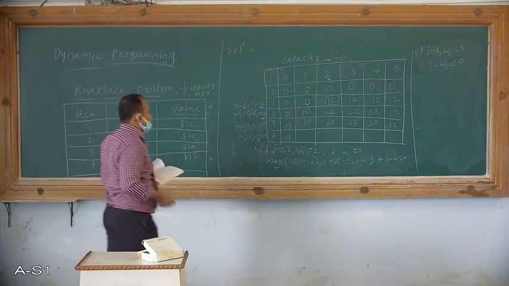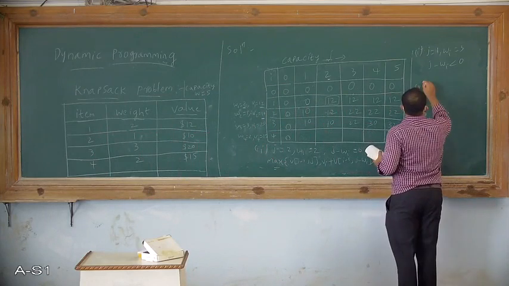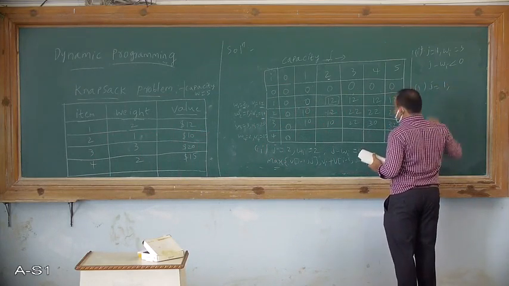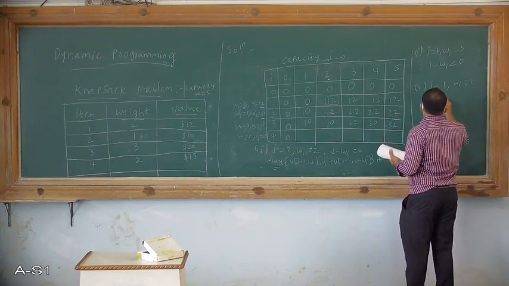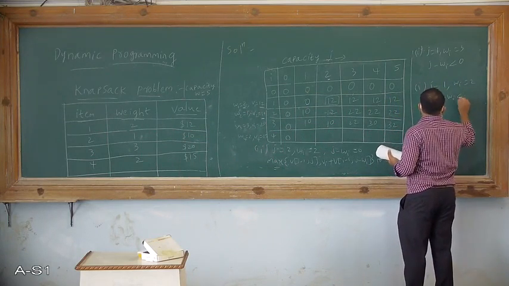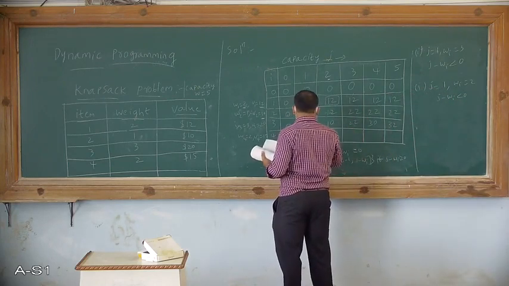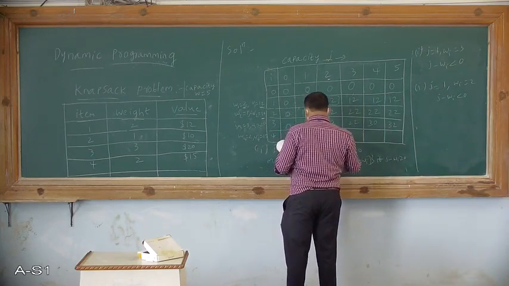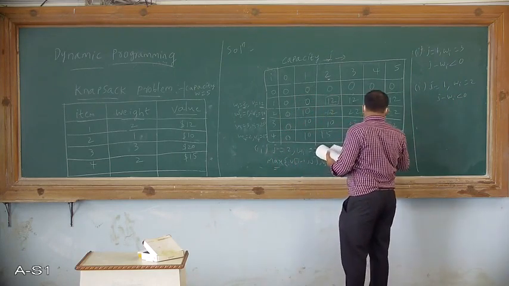We will go for the next case. Here again, j is equal to 1, wi is equal to 2, j minus wi is less than 0. So we will apply this case again. So if we go on filling the values 10, 15, 25, 30, 37, we will get it.